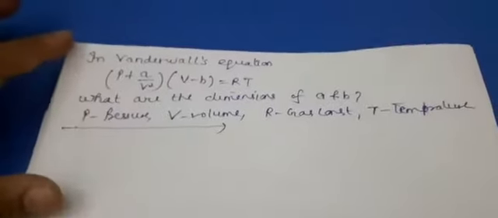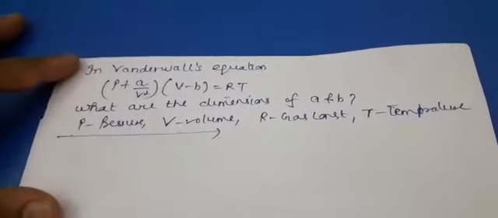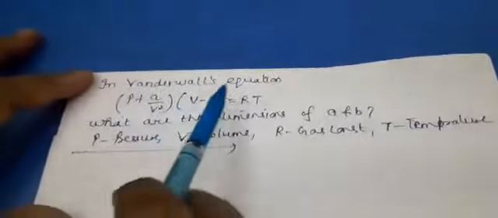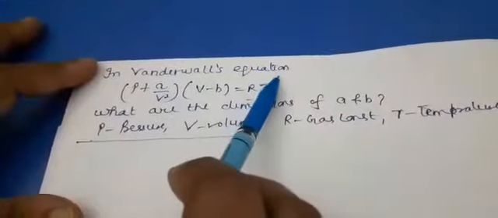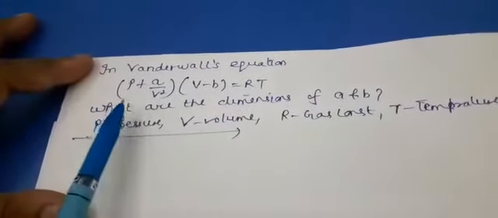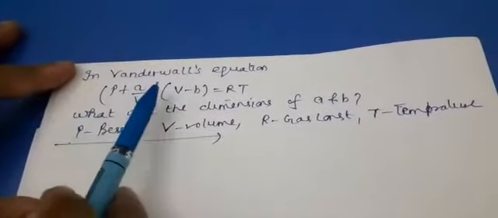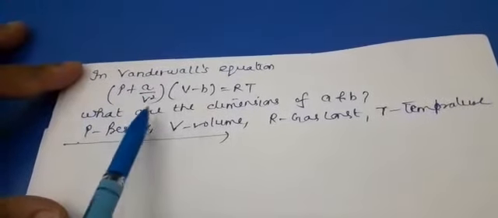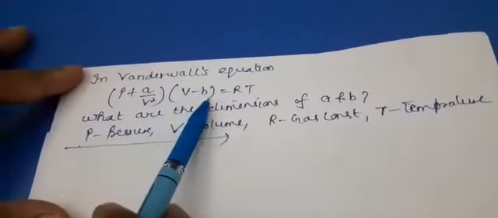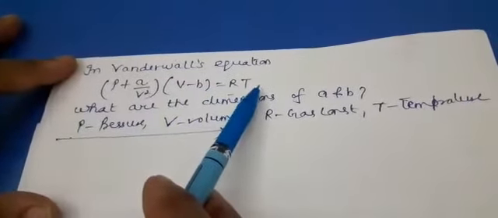Now coming to the next numerical. See here, the statement is on the van der Waals equation. This is an equation you will study in chemistry. We are simply using the result: (P + a/V²)(V − b) = RT.